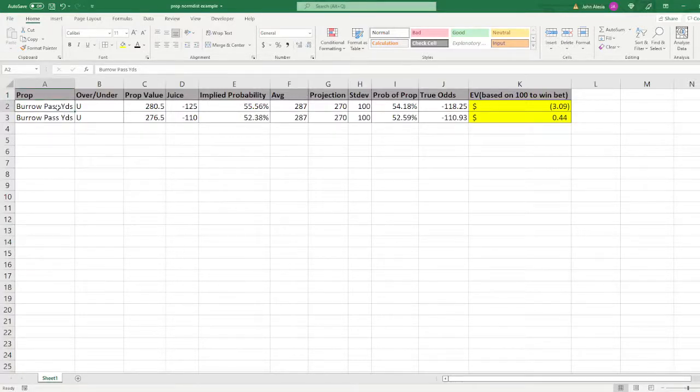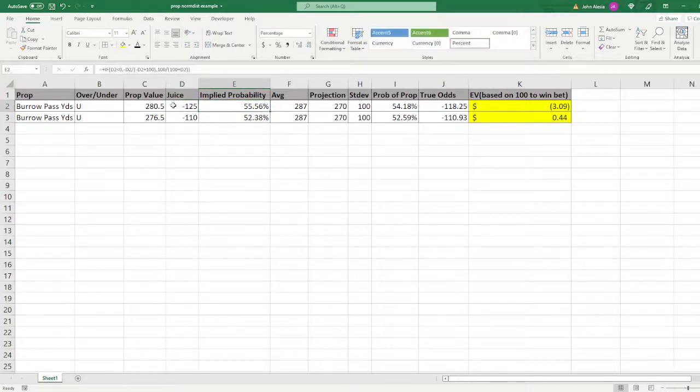So the prop, as we talked about, is Burrow's passing yardage, and we're looking for the under. Now, there's two different bets here. There's prop 280.5. That's that Pointsbet prop. The juice is minus 125. Then we've got the 276.5 with the minus 110 juiced line. Now, the implied probability on these is, again, a video that I have on implied probability, but all we're doing here is taking the juice and figuring out what the probability is based on that juice.